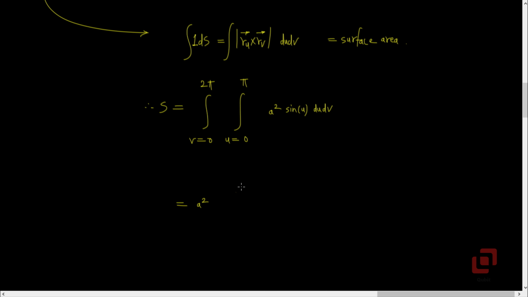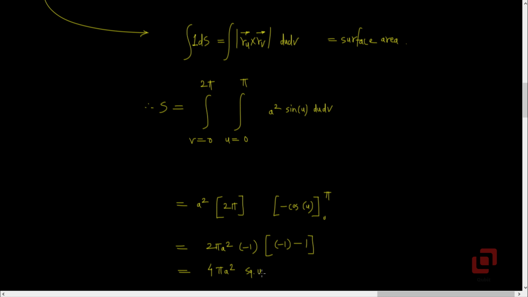A squared is a constant, let it come outside. The integrand does not contain v, so its integral will be 1. Substituting the limits gives us 2 pi. Integral of sin u is minus cos u. Limits are 0 and pi. So it is 2 pi a squared into, let this minus sign come outside, cos of pi, minus 1, minus cos of 0, 1. Minus 1 into minus 1 is minus 2. Minus 2 into minus 1 will be plus 2. And there is our answer, 4 pi a squared square units.